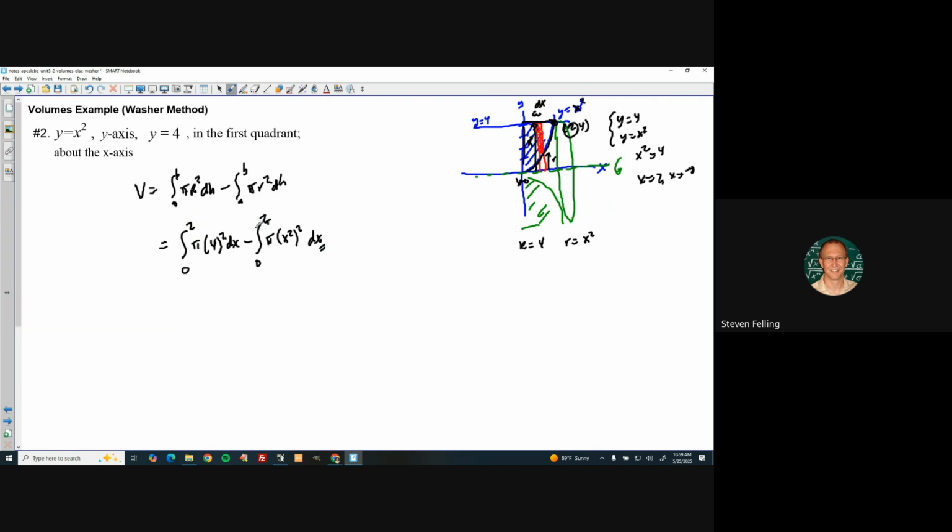Right, and if you do the math here, that turns out to be 80.425. Okay, so that's the setup to do that example.